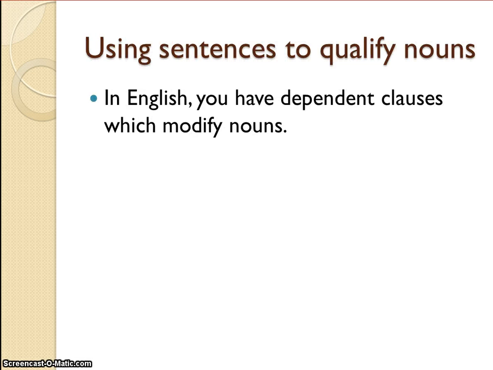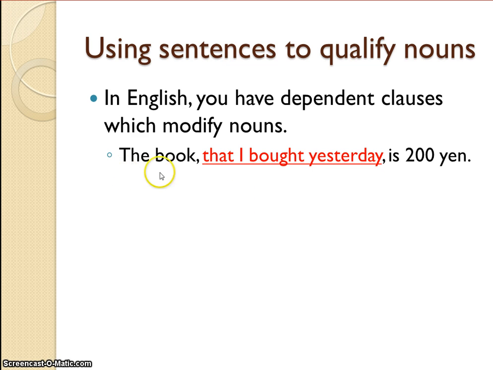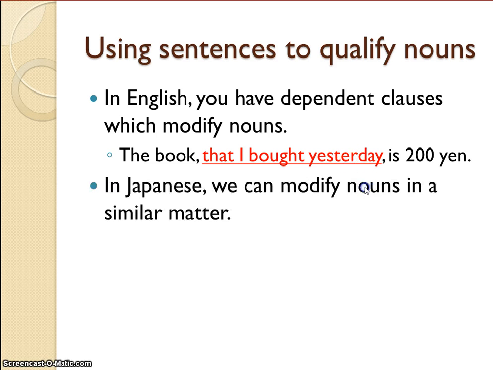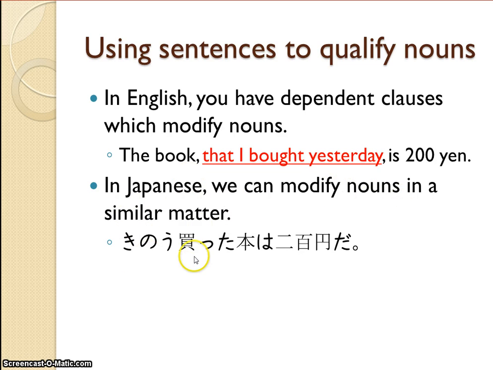So for today, this is where we start new. Using sentences, we've already kind of done this. This is when you're actually modifying nouns using a dependent clause. This might stand alone by itself, and you just insert it to modify the noun. So let's take a look. The book that I bought yesterday is 200 yen. So what kind of book? Oh, that I bought yesterday. That's the part we are using to modify the word book. So in Japanese, we can modify nouns like this. It'll be 昨日買った本は200 yen. This is the part that goes before the word book.